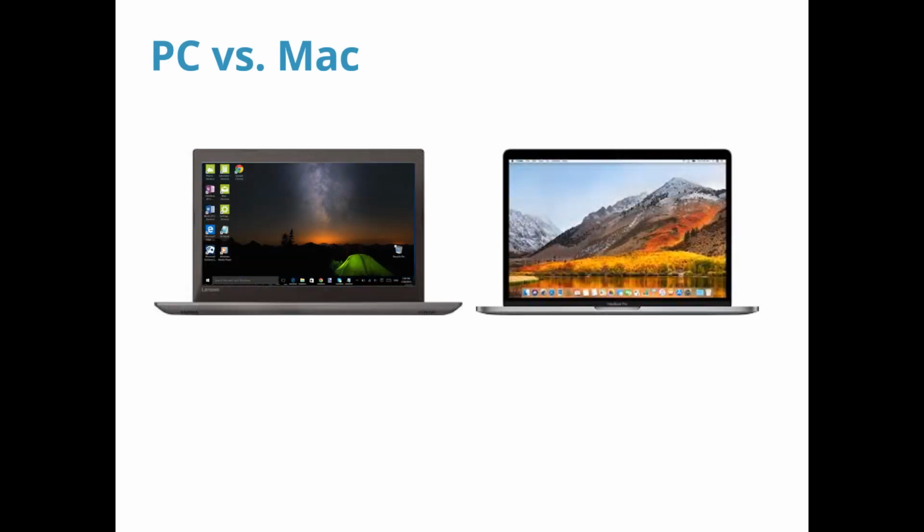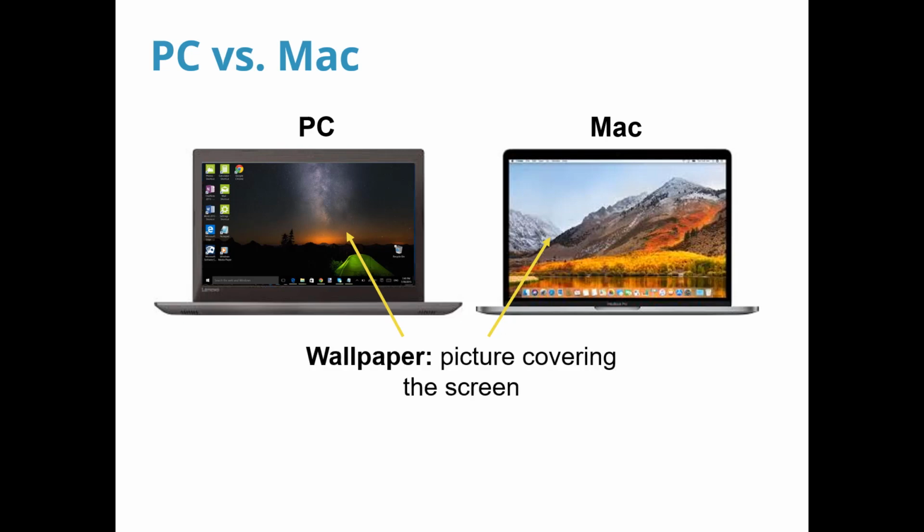So here are two laptops. Do they look different? They both have a screen and a keyboard. But if you look carefully at the screen, you will see that the backgrounds are different. On the PC, there's a picture of the night sky. On the Mac, there's a picture of a mountain. This picture covering the screen is called wallpaper. You can change the wallpaper to whatever picture you want to make it personal.